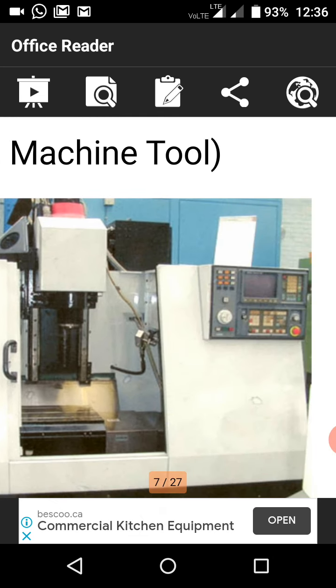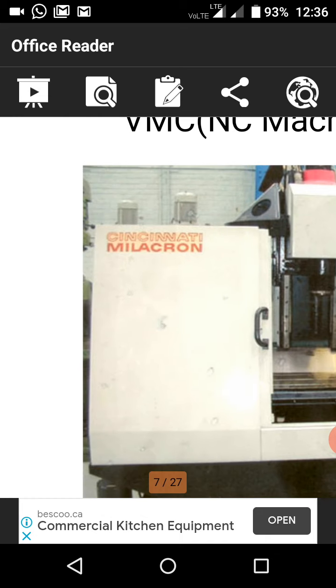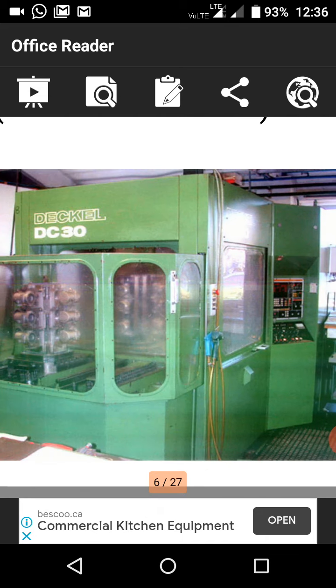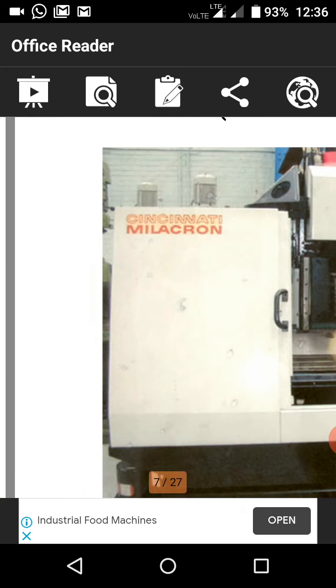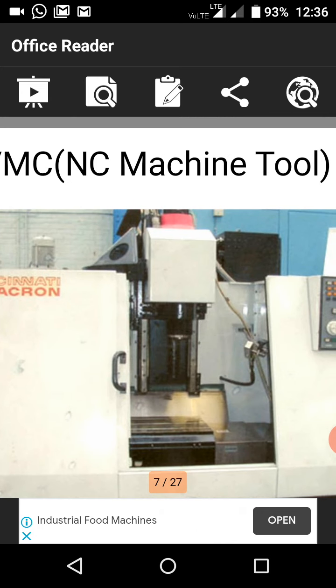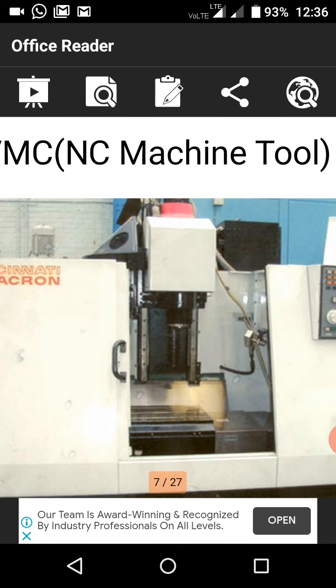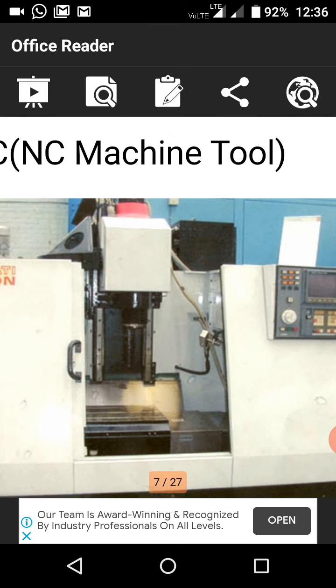So in the horizontal machining center, we can see the whole machine clearly, whereas in the vertical machining center, the inside part is also clearly visible. In the vertical machining center, the spindle has a vertical orientation.